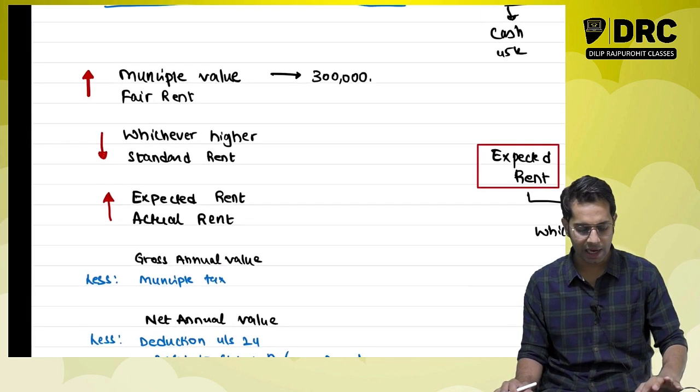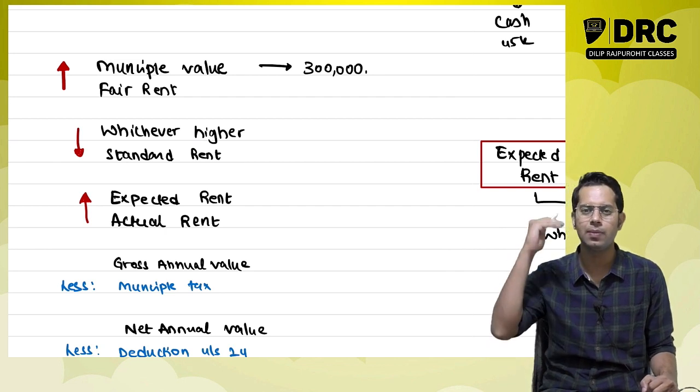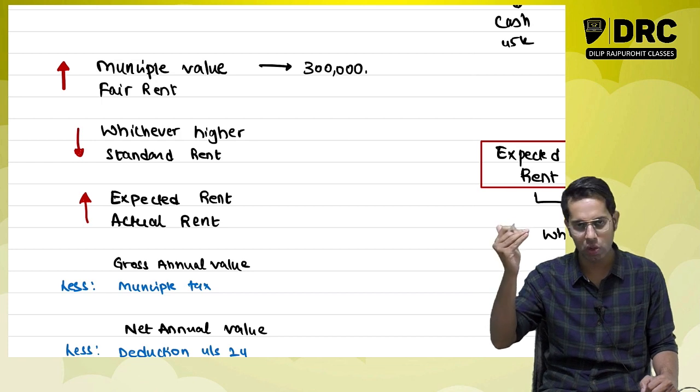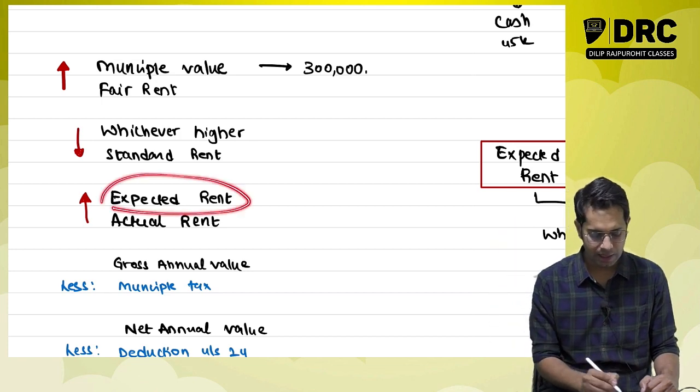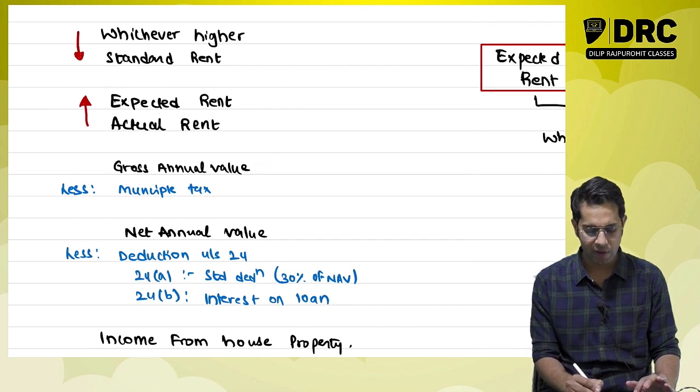Sir, how do I arrive at this expected rent? What do you mean by expected rent? Expected rent is nothing but municipal value or fair rent, whichever is higher. Compare that with standard rent, whichever is lower, and you will get your expected rent. Expected rent should be compared with actual rent, and you will get the gross annual value.